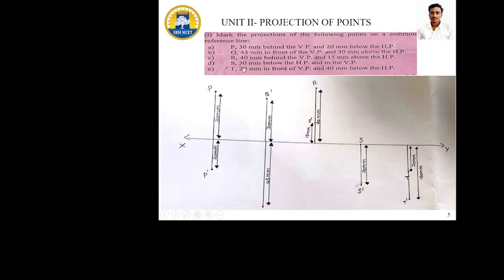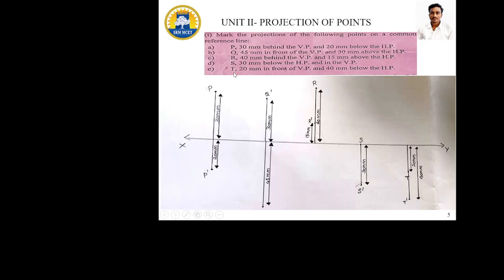Then the fourth one, 30 mm below the HP and in the VP. It is placed on the VP, vertical plane. 30 mm below the HP in the sense is visible on front view, so we use here S dash. And in the VP in the sense it is placed on the XY reference line. So here is the front view, and here putting the top view. So its value is S.